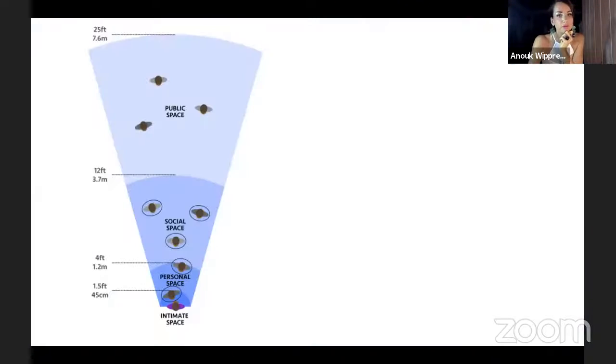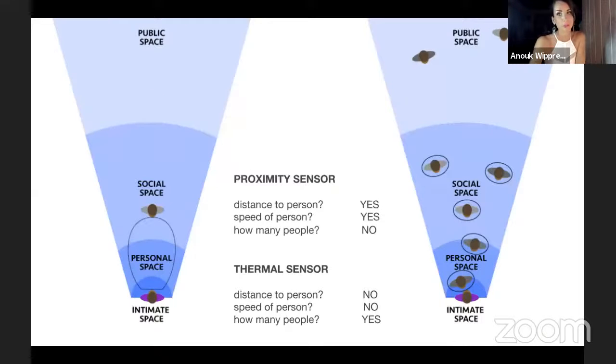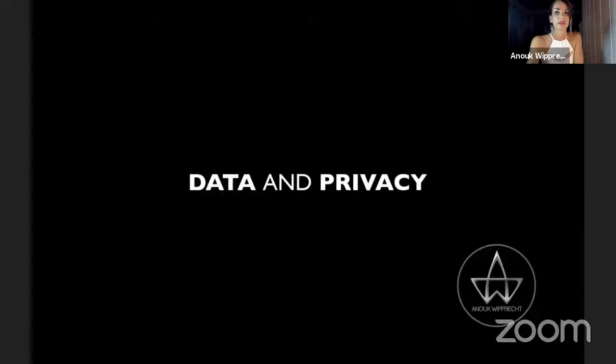So in this project, I took a thermal camera as well, to do some heat mapping and to measure the people in front of me. And then, the more people, this dress will respond and create a kind of barrier. The thermal sensor doesn't define the distance or the speed to a person, but it does define how many people. So if you combine these two sensors, you can have both the distance and speed to a person, and also how many people are in front of you. That's the cool thing.